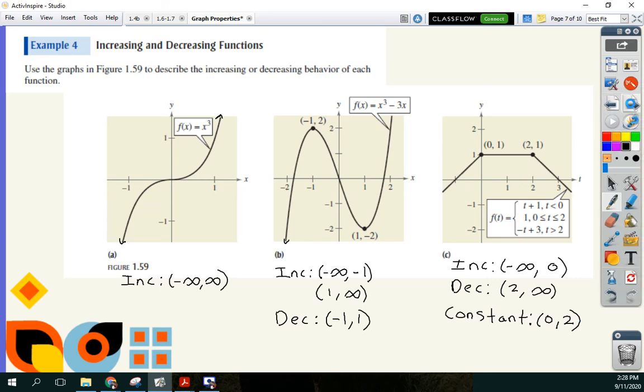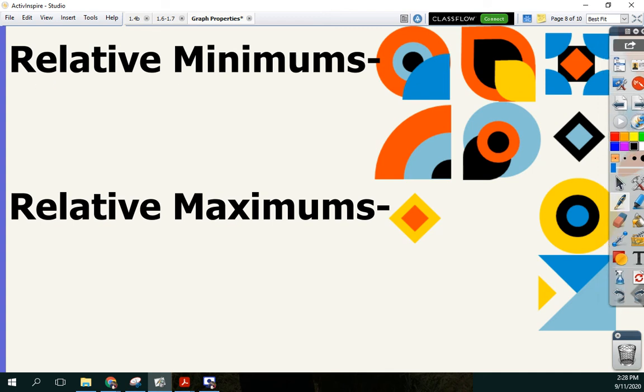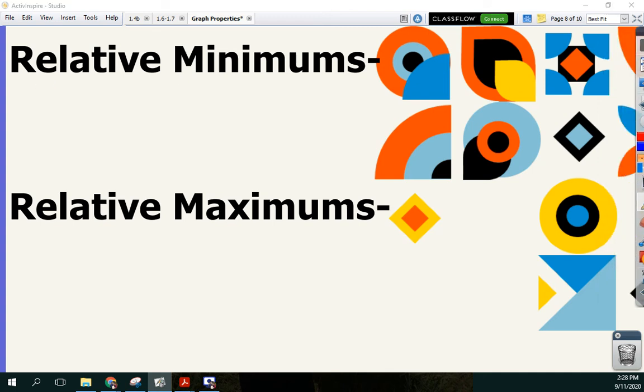All right, next up we have what's called our relative mins and relative maxes. Now we've probably heard of minimums and maximums, but we might not have heard the term relative mins and maxes. So basically it's going to be a minimum or a maximum for a part of the graph.